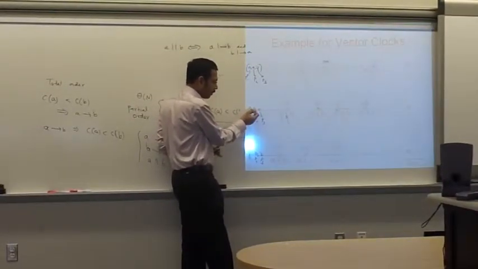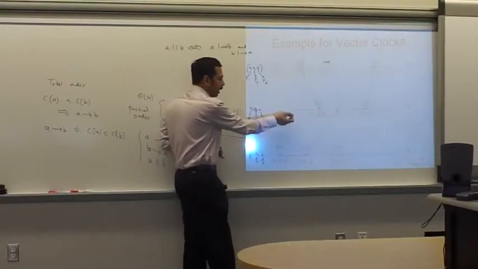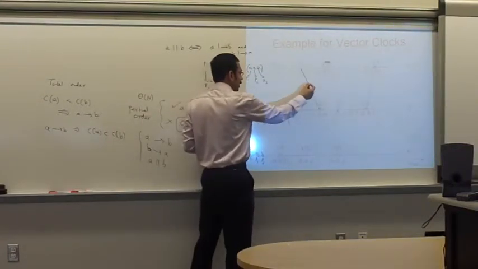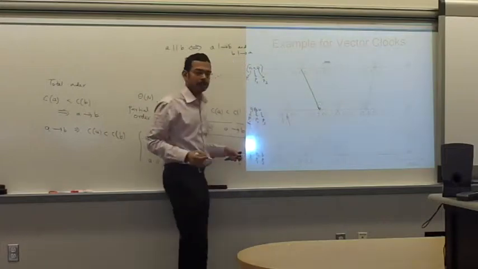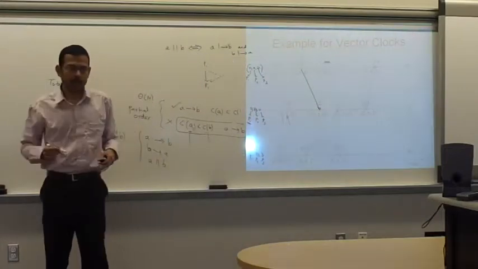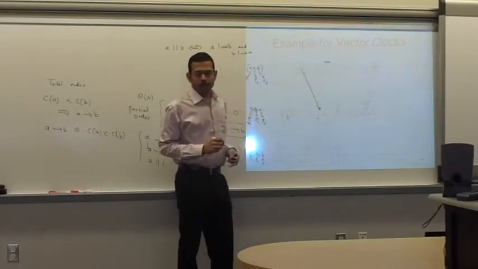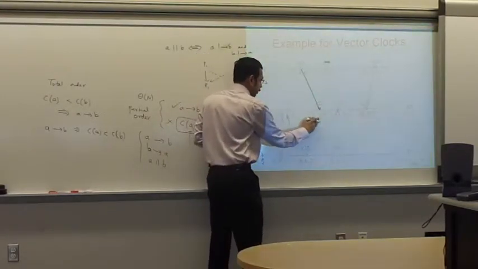Local event, so increment this from 0 to 1, and then the last one is 0. So now we want to receive this message sent by process 1 to process 2. Okay? So how would you get this value? So now let's look at two things.